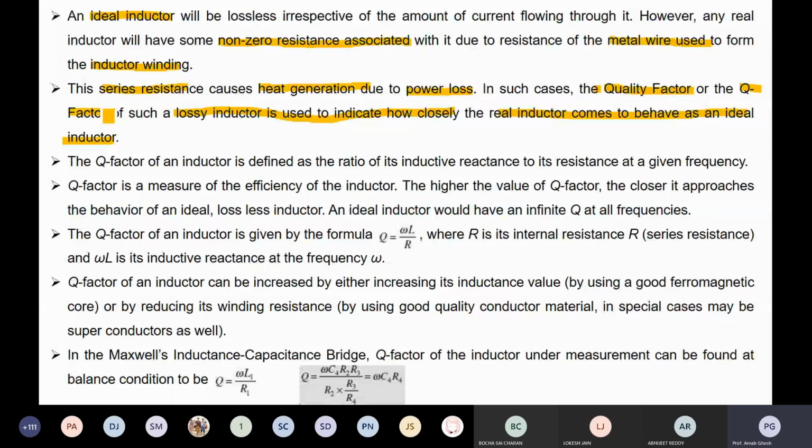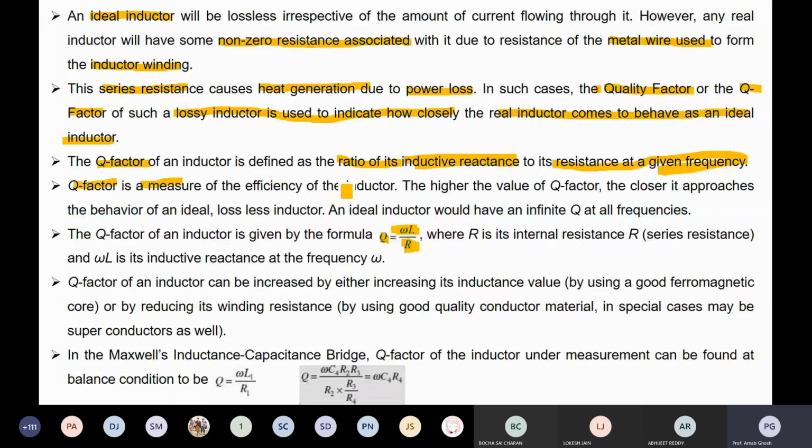Now the Q factor of an inductor is defined as the ratio of its inductive reactance to its resistance at a given frequency, Q equal to omega L divided by R. So when Q equals 1, R and omega L are the same. Q equal to 0 means R equal to infinite, so it will be an open circuit. Q is measured as a function of the frequency of the inductor.